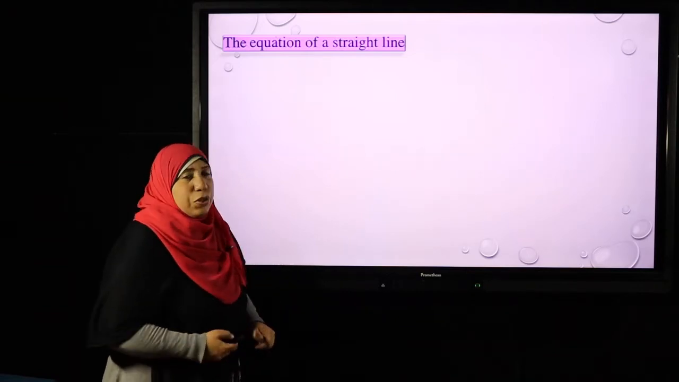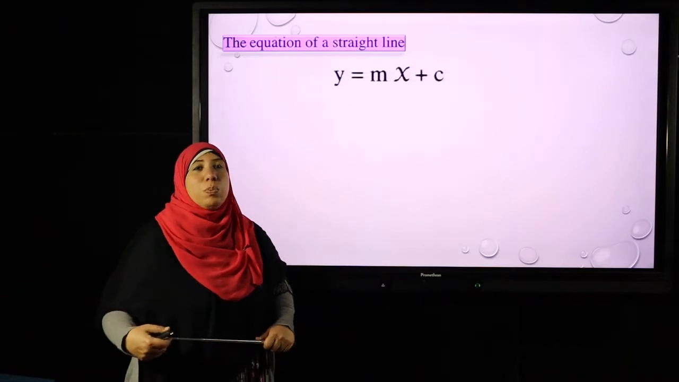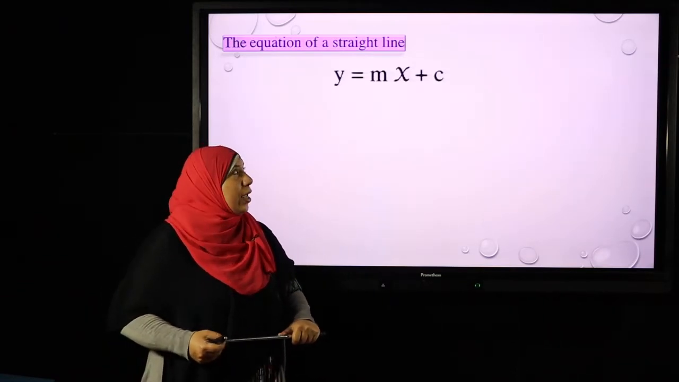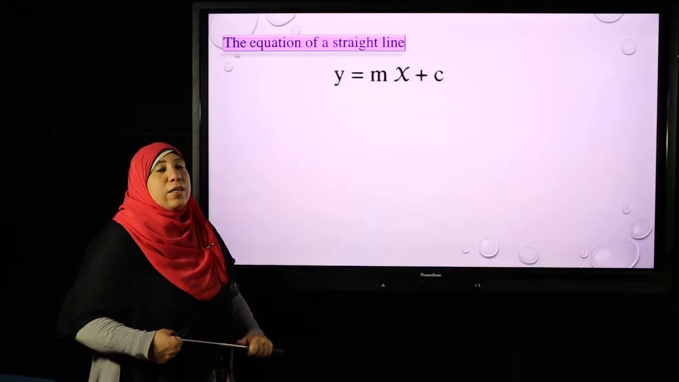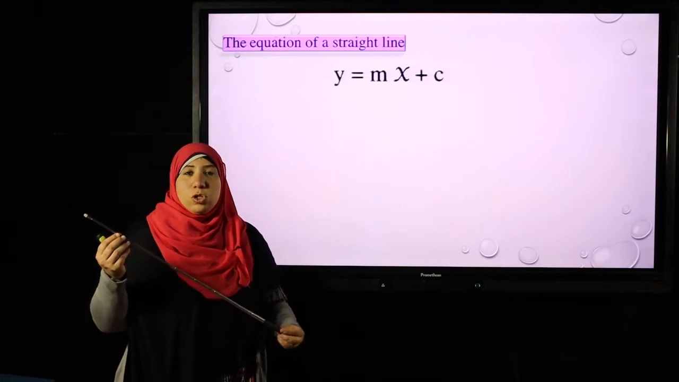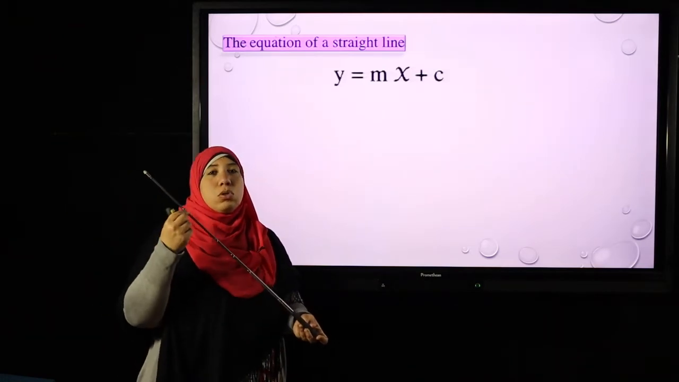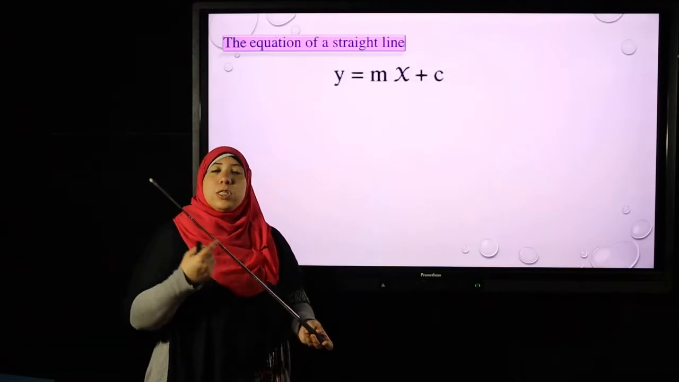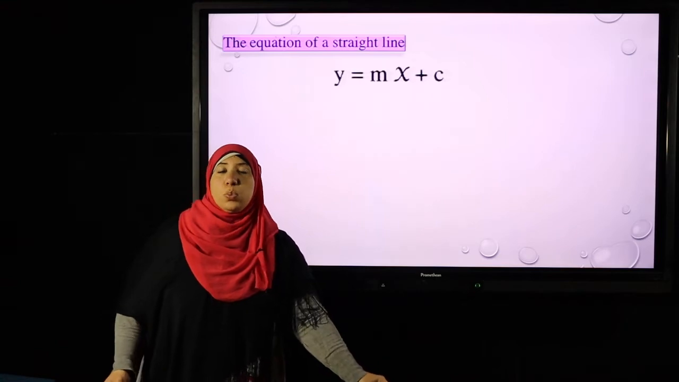The equation of a straight line is in the form y equals mx plus c, where y and x are the points that identify the straight line. You know that to draw a straight line, as we talked before, I need ordered pairs or a point which represents the straight line. x and y define these points.